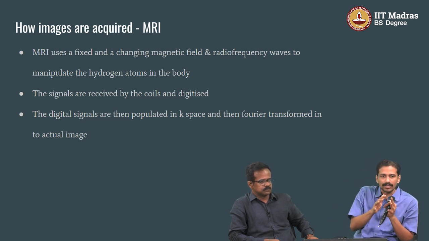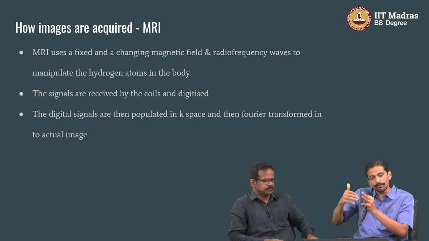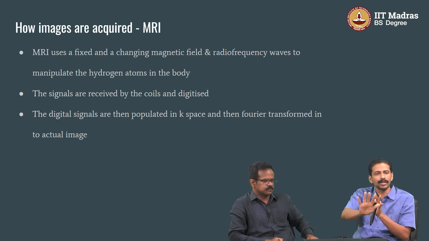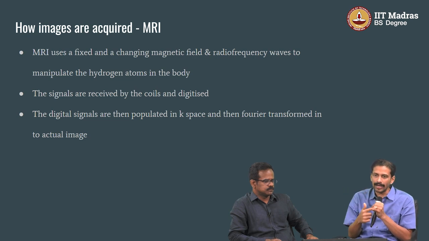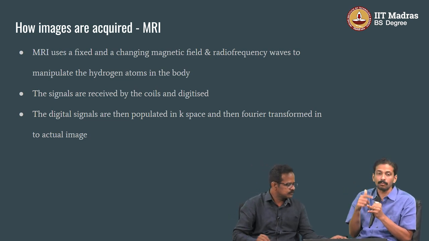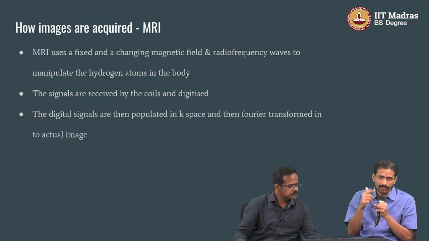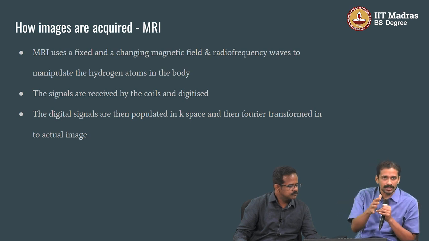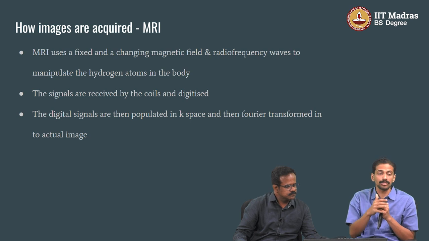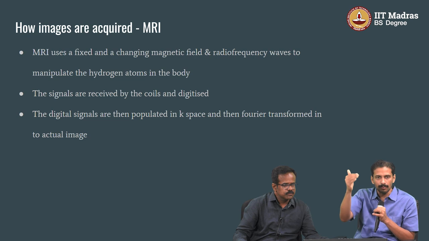What is a T1 nature? What is a T2 nature? What is a diffusion nature? These are multiple terminologies which you don't need to understand, but there are multiple paradigms which you can get from MR. So, the bottom line is, there is no radiation, and there is much better contrast resolution. You can differentiate even subtle structures, normal from abnormal, on MR much better than CT. And that's the reason why MR is considered a better investigation compared to CT.